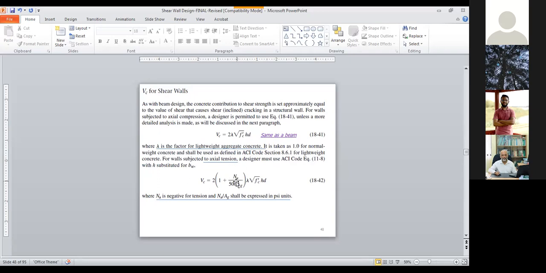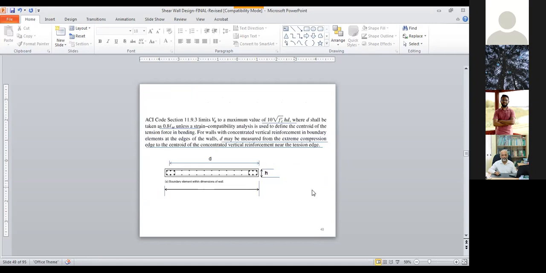You have to use Nu, that is the axial tension you calculated from the factored load, divided by Ag. The Ag is the gross area. And this Nu will be negative actually, because this will be tension here. So it will be lower than 2 lambda root f prime c hd or bd. So if you have a tension in the shear wall, actually you are reducing the shear capacity of the concrete section that you provide for the shear wall.